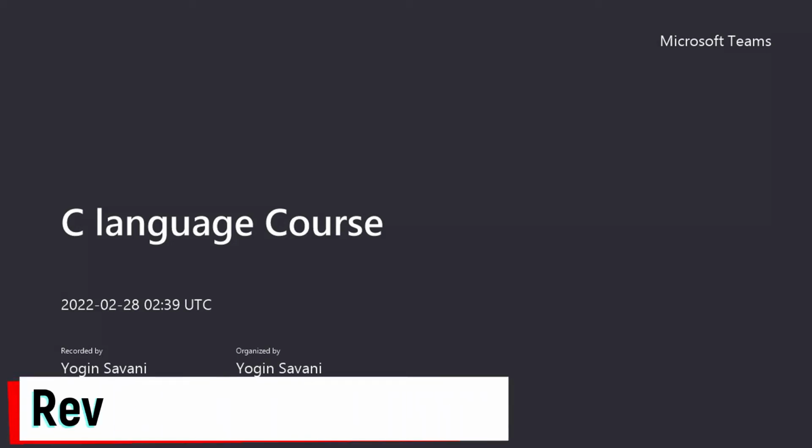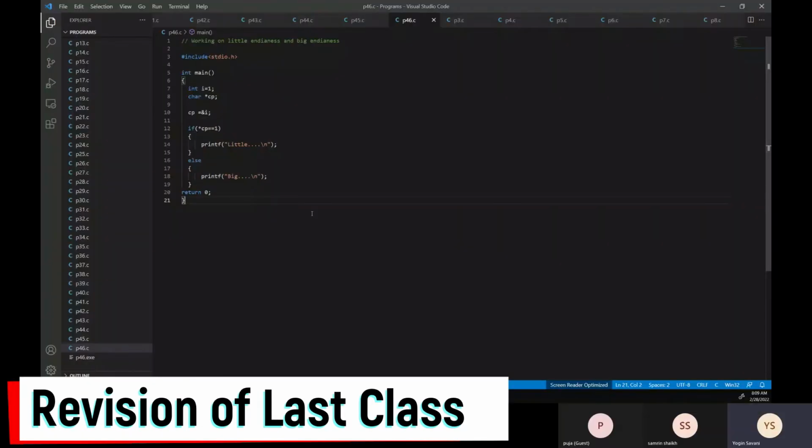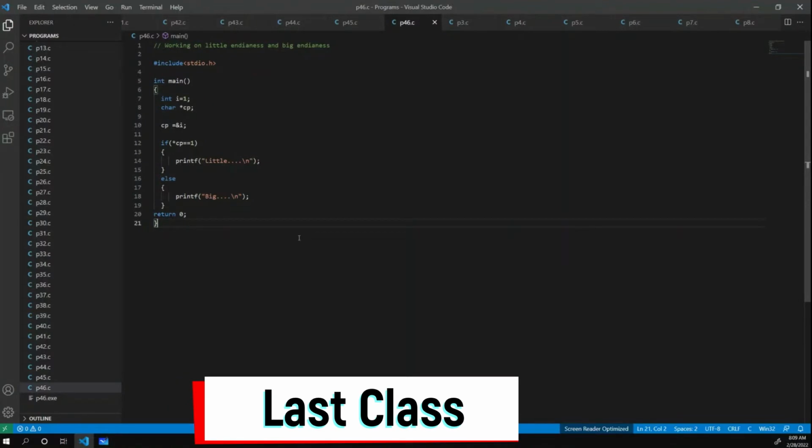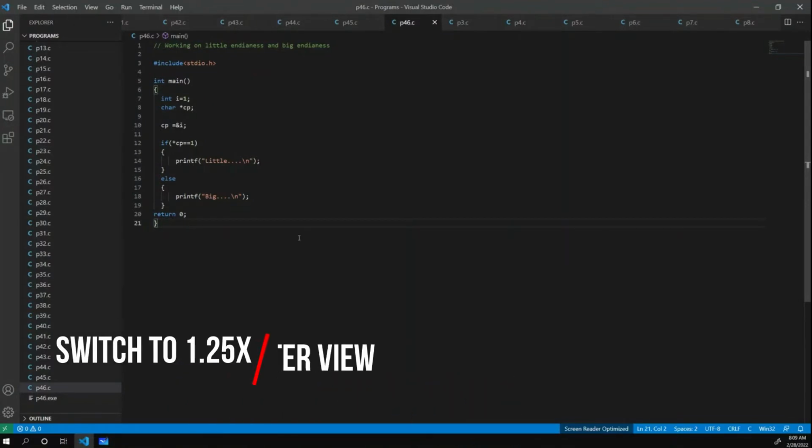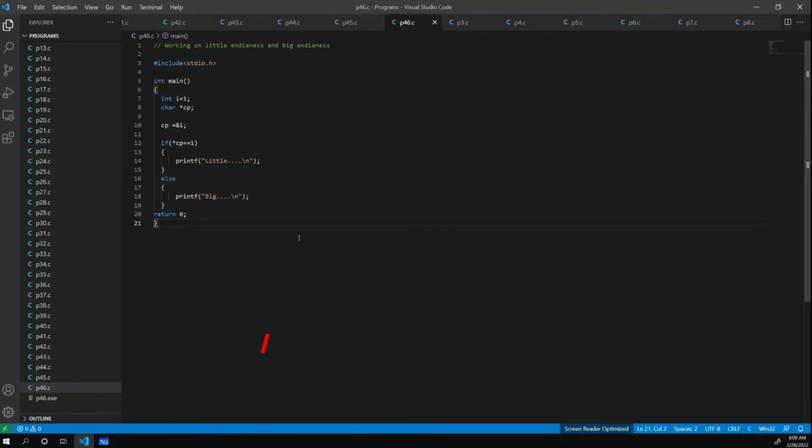In pointers, what is the difference between a character pointer and an integer pointer? Using a character pointer, you can find whether your data is stored in little endian or big endian format. This is the most important question: how is our data stored, in little endian or big endian? How do we find out? This is the program for that.